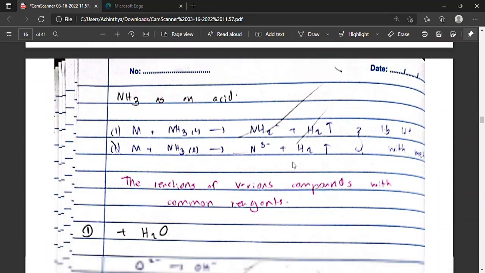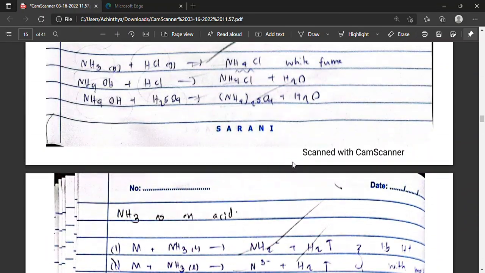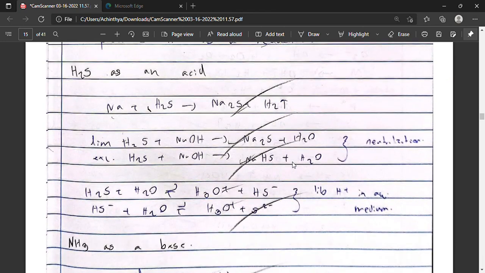Now we will go on to hydrogen sulfide as an acid. Let's look at this reaction. Sodium plus hydrogen sulfide reacts to form sodium sulfide and hydrogen gas. This reminds us of the reaction in which metals react with acids to form the metal salt and hydrogen. That's exactly what happens here. The metal salt is formed, hydrogen is formed, so here hydrogen sulfide acts as an acid.